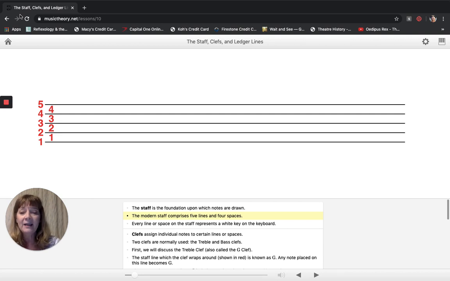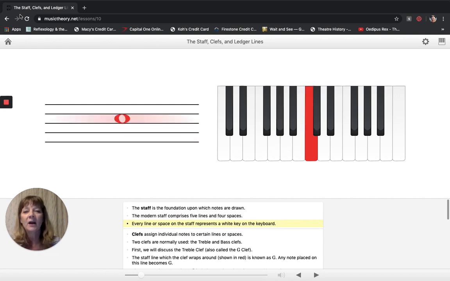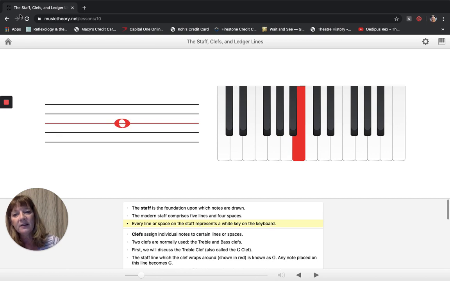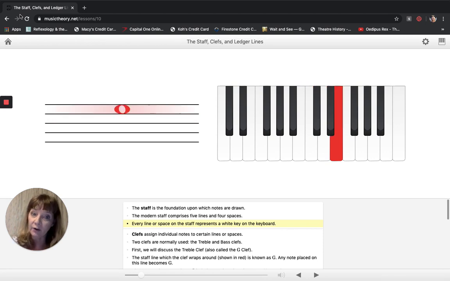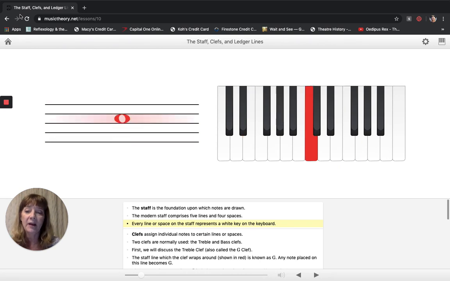Every line and space on the staff represents a white key on the piano. Okay, see in this illustration, as the notes go up the staff, it corresponds with a note on the piano, a white key on the piano. All right, so that's the staff. 5 lines, 4 spaces. Every line and space corresponds with a white key on the piano.